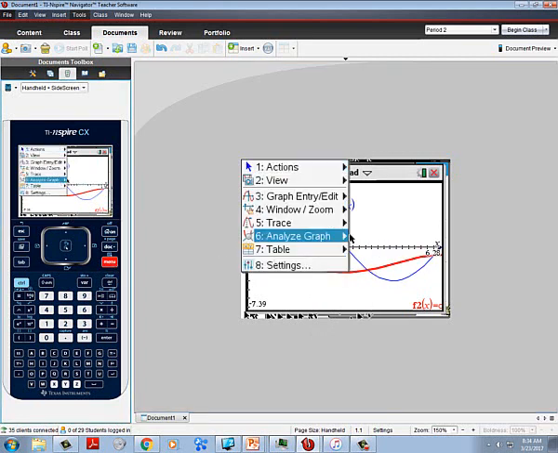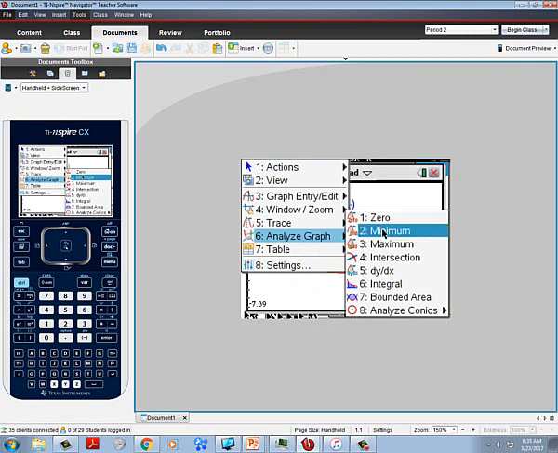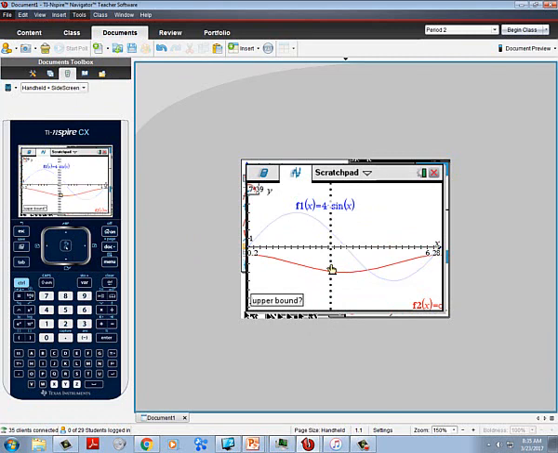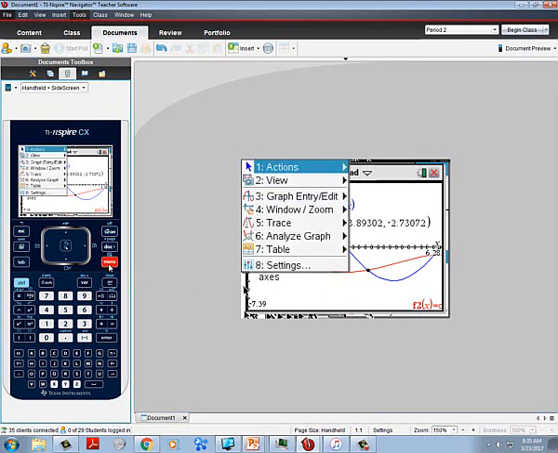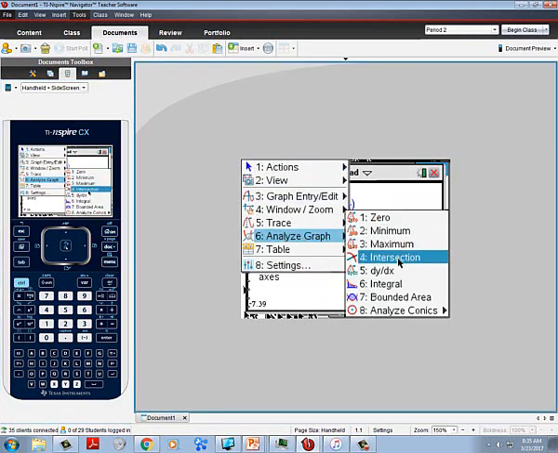So I'm going to go to Menu, Analyze Graph. Where do you think I go this time? Intersection. Where it says intersection. And then it's the same thing. You go to the left of it, you go to the right of it. And all we're going to write down is the x values, not the y values. Okay, Menu, Analyze Graph, Intersection.